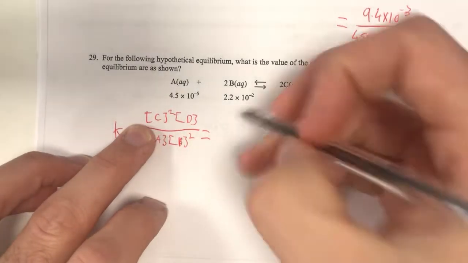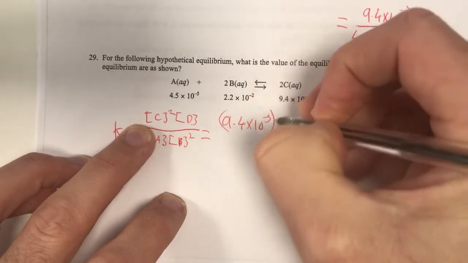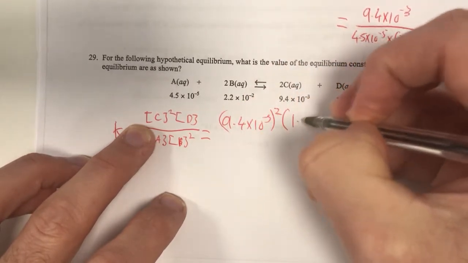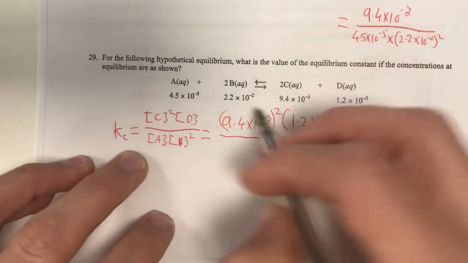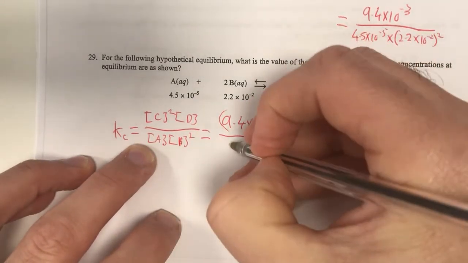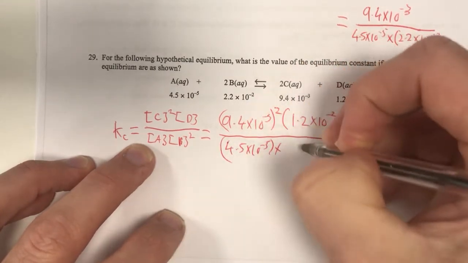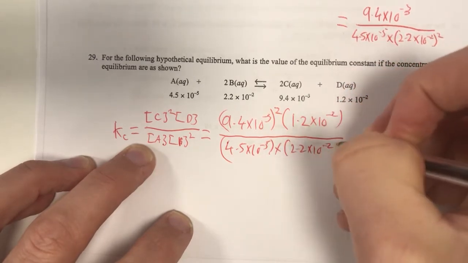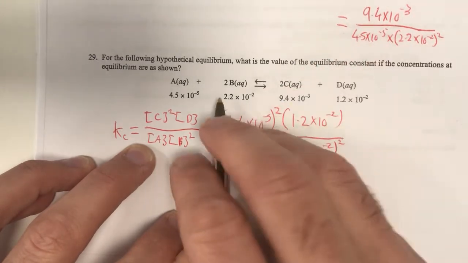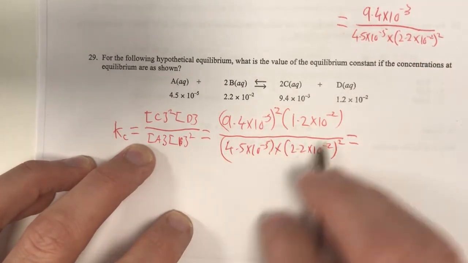Our C value was 9.4 times 10 to the power of negative 3. That will be squared, times 1.2 times 10 to the power of negative 2. That's all divided by our concentration of A, which is 4.5 times 10 to the power of negative 5, and that's going to be times 2.2 times 10 to the power of negative 2, and that's going to be squared because we've got 2 in front of there. So this is going to be our equilibrium expression.